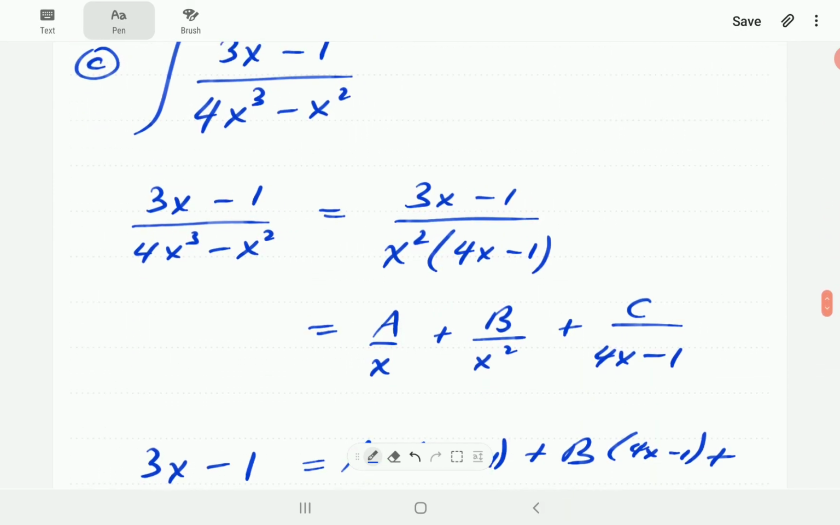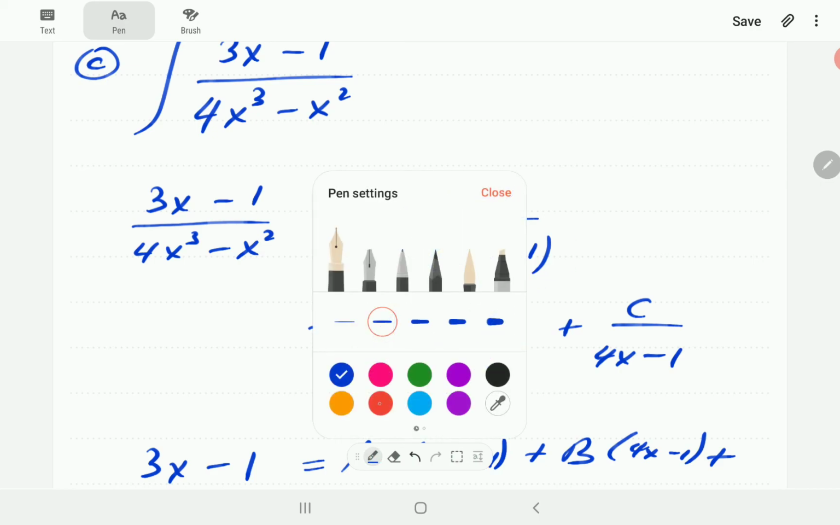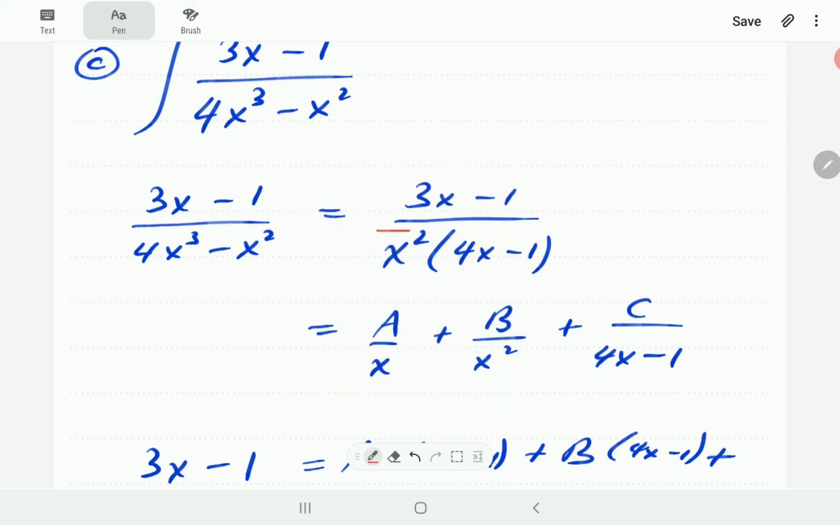All right, so for part C, if we factorize the denominator, this is what we're going to get. And then in this denominator, x squared is the repeated linear factor. So this is going to give us two partial fractions. The first one power 1, second one power 2, and then of course this is the third one.